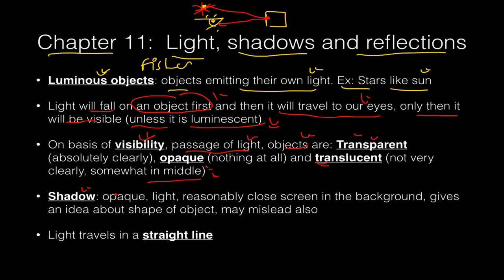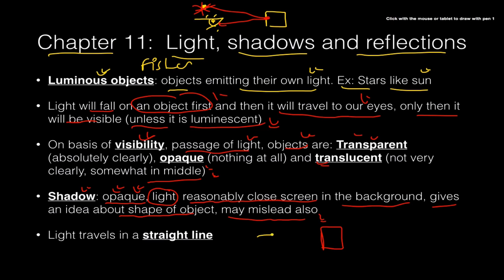Now a shadow is cast only by an opaque object. It needs the presence of light, it needs the presence of an opaque object, it needs a reasonably close screen in the background, and it gives an idea about the shape of the object, and it may mislead also. So let's say this is an object, this is a light source, this is a torch. So if you shine it like this, you need a screen or a wall or something like this here, and the shadow will be cast. It may give the representation, it may mislead also.